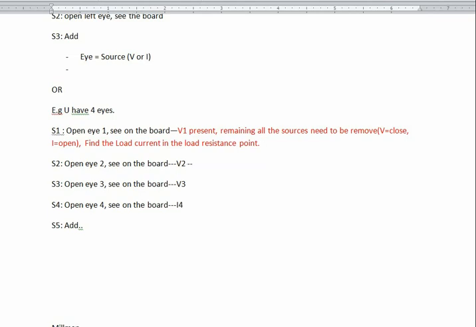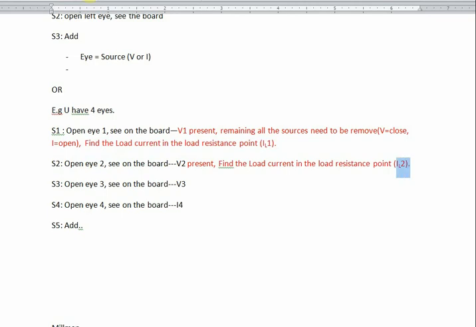Similarly, in step number 2, only the V2 source is present. Then, as usual, find the load current. I will write that as IL1, for example. Then similarly here you find the load current IL2.